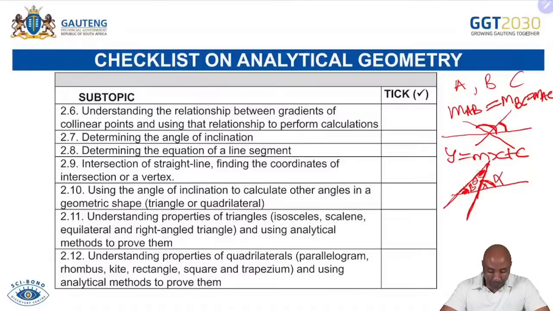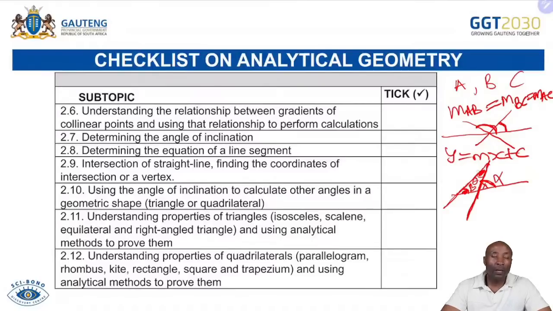Now, the properties of quadrilaterals. Please, we must know these. We have been doing quadrilaterals since primary school. We know our properties of a rectangle, a square, parallelogram, rhombus, kite, trapezium, and we should be able to use their properties to deduce the type of quad that we are working with. And we use analytical methods.